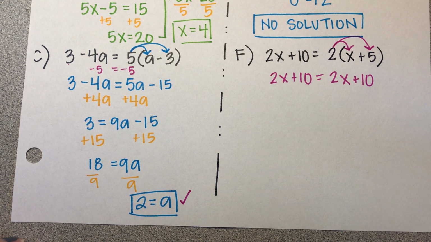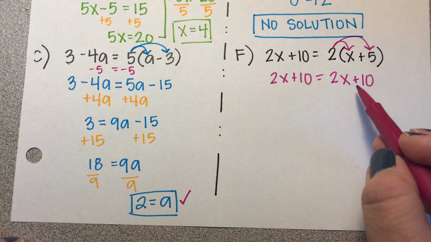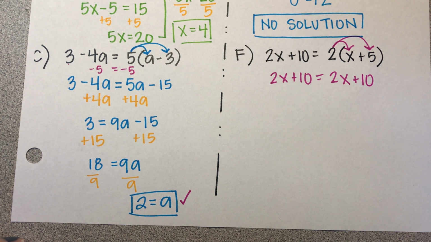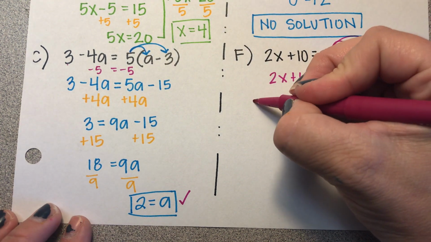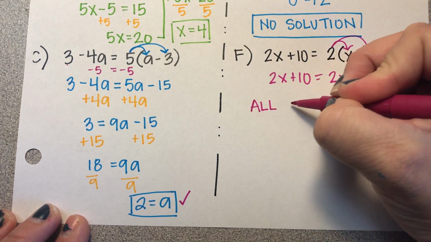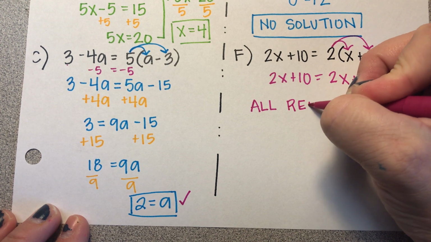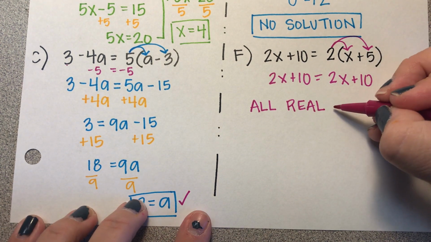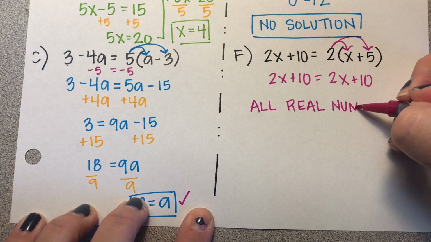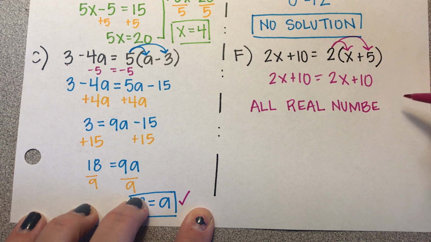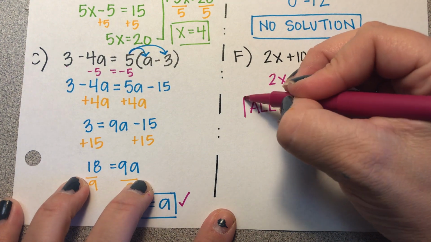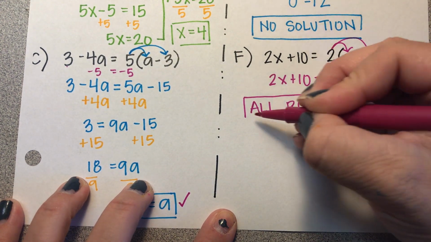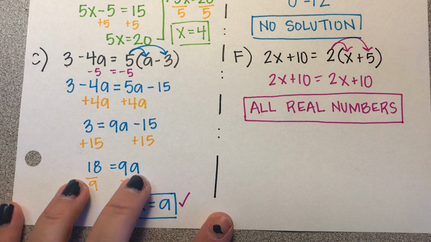I could put in a million. 2,010,000 equals 2,010,000. You could put in 7/8, right? It's going to give you the exact same thing on both sides. So this, we write all real numbers. Okay, I know some of y'all are like, well, can I write ARN or all reals or something? No, you have to write out all real numbers.